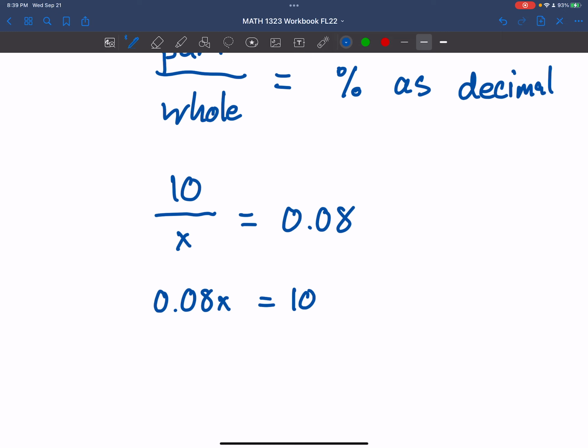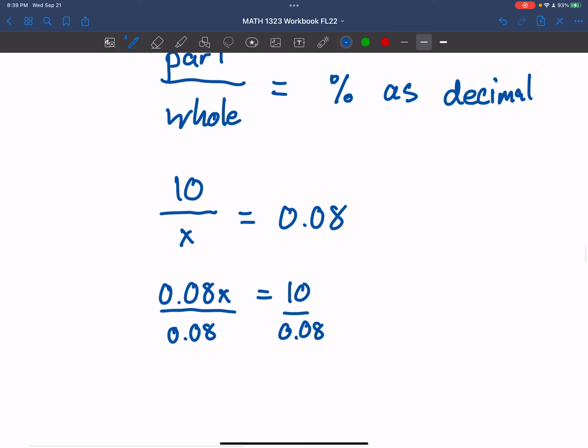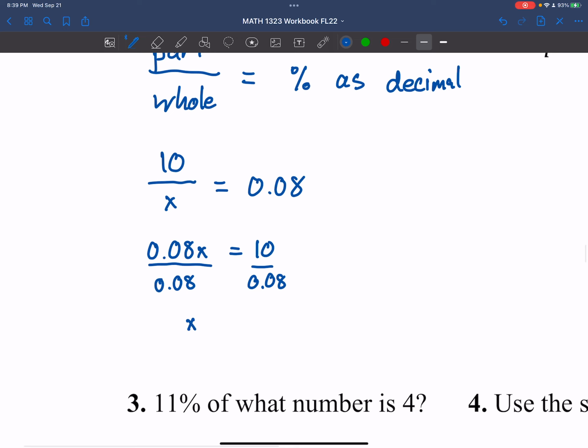Lastly, we divide both sides of this equation by 0.08. And that will give us our x. A quick computation on a calculator, you will find that x is equal to 125.